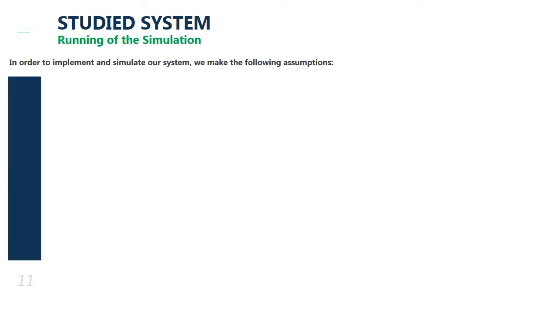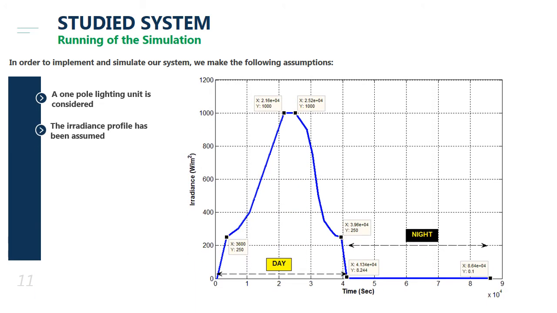To perform the simulation, some assumptions are made. We consider that just one pole lighting unit will be modeled. We assume an irradiance profile like this one. It starts with low values as the sun rises, then reaches its peak at midday and gradually decreases as the sun sets. Finally, it has no value during the darkness.